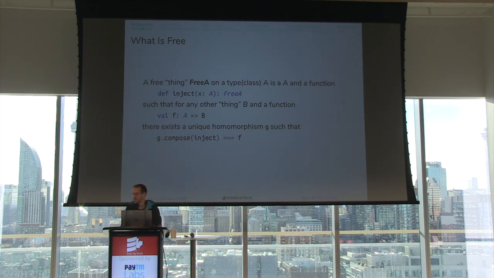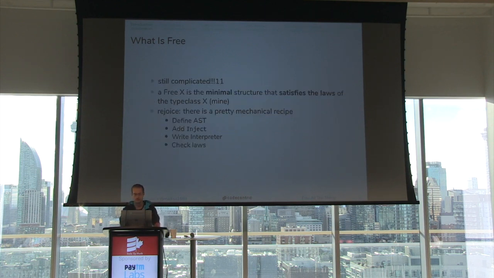This is still not really easy, but if you think about the last equation, on the right-hand side you have a function that takes an A and returns a B. And the inject takes an A and goes into your free structure, and G then just has to tear it down again and return a B. And this just says that it has to be unique. Okay, this is still complicated, right?